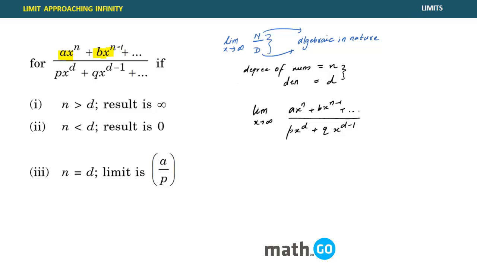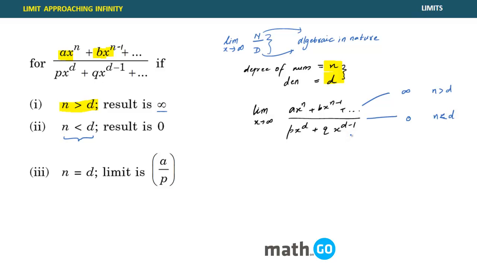You can just tell me the answer by getting the degree. What do I mean by this? You know n, you know d. If n is greater than d, that is, the numerator degree is greater than the denominator's, then the answer is nothing but infinity. If the numerator's degree is smaller than the denominator's, that is, the denominator degree is greater than the numerator degree, then the answer is 0, that is when n is less than d.